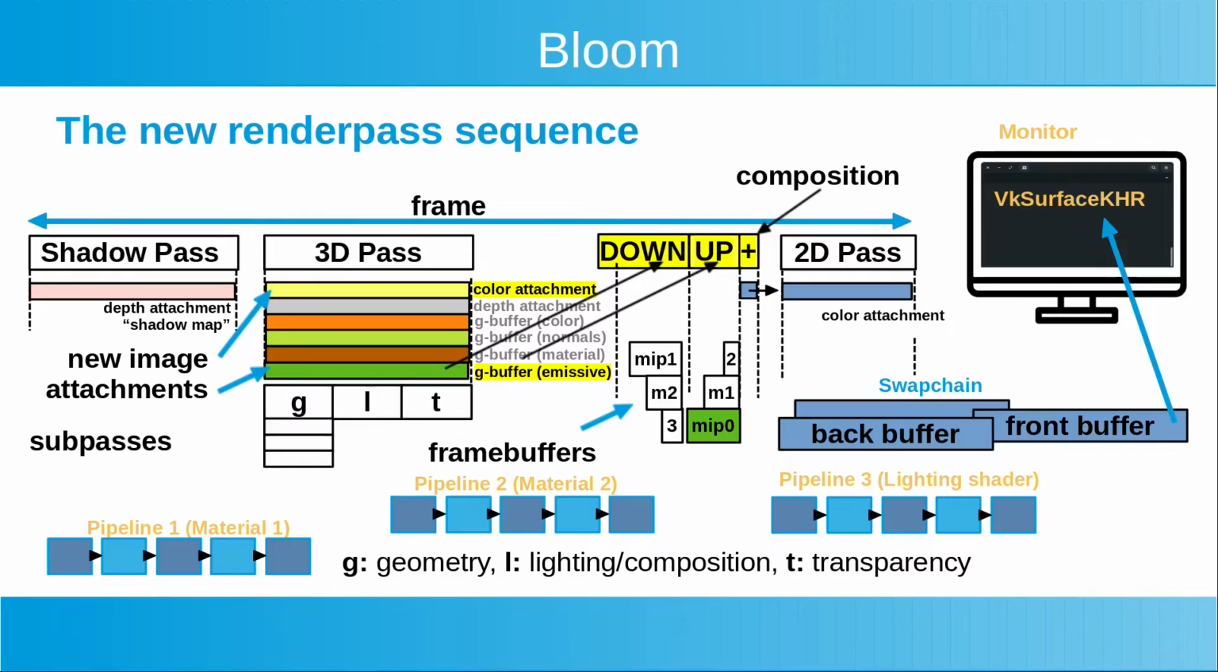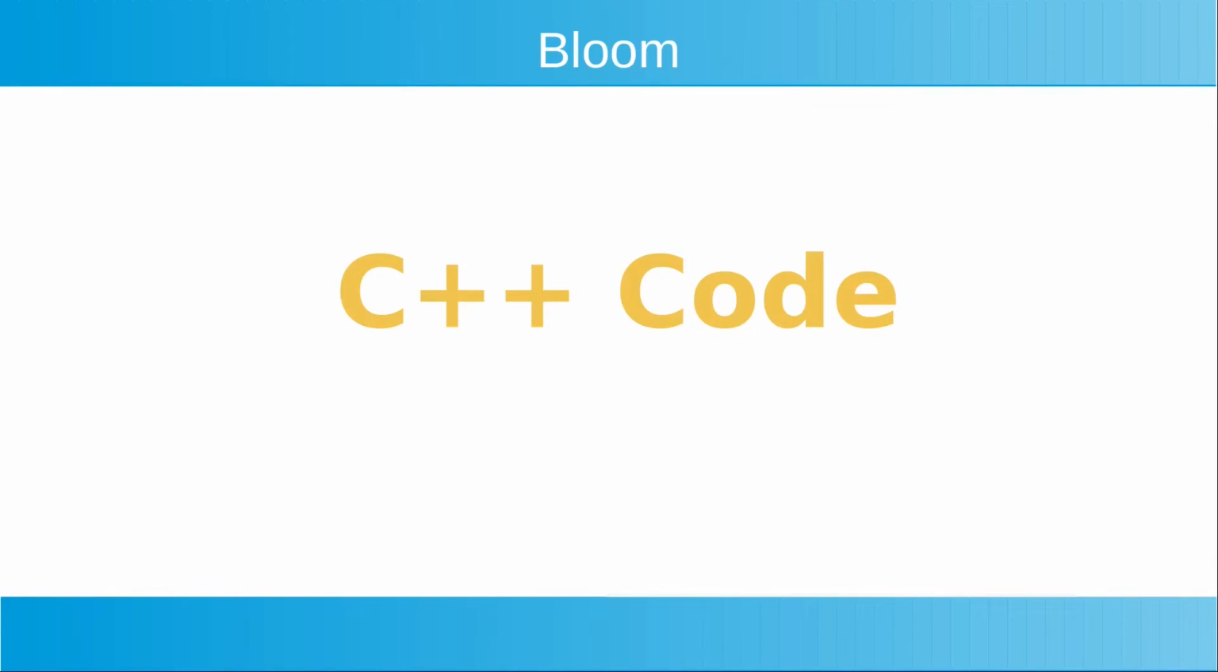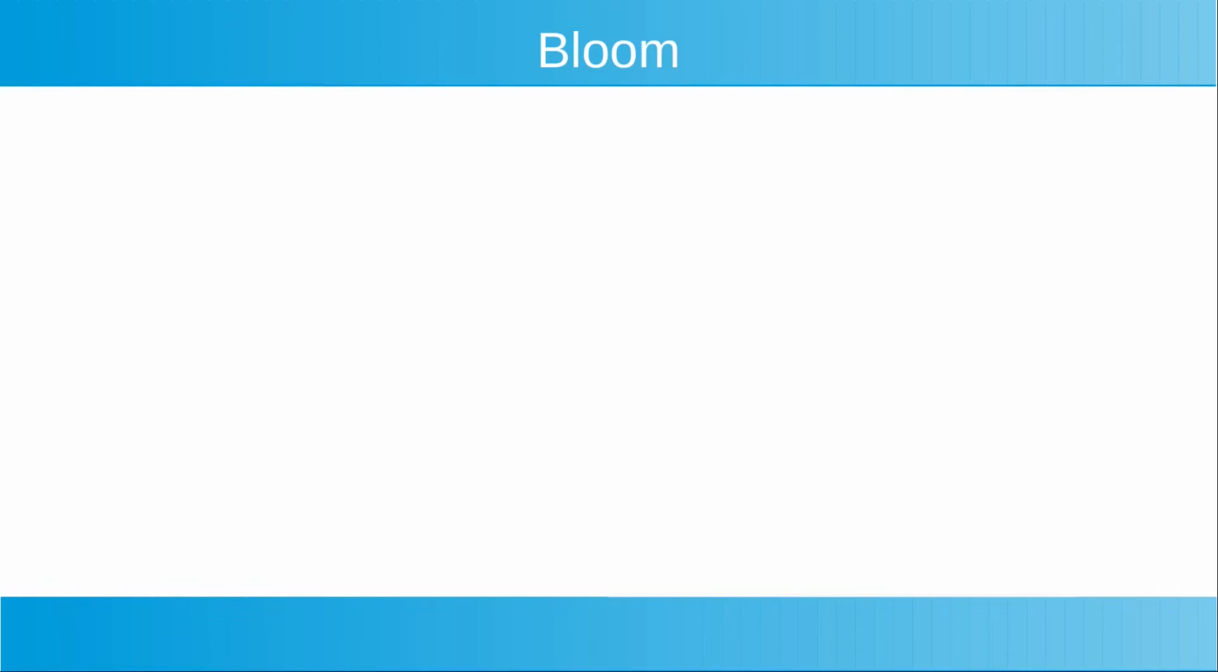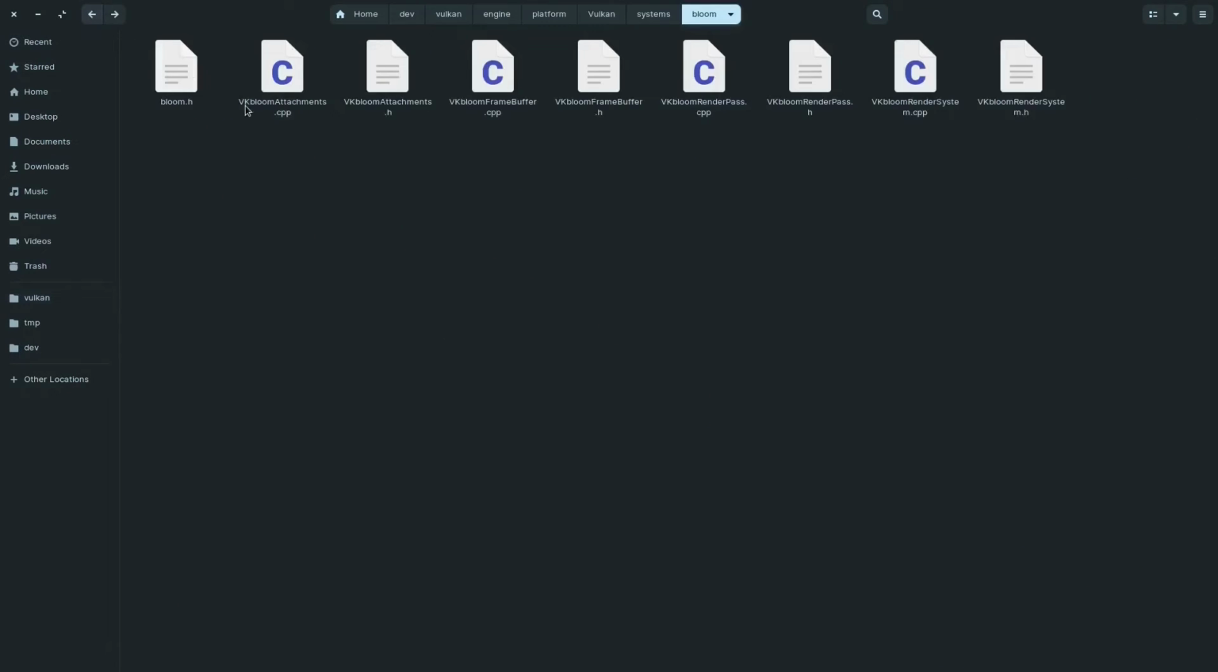Otherwise, it will simply copy the fragment from the 3D pass color output into the image provided by the swap chain. The new render system can be found under Engine, Platform, Vulkan, Systems, Bloom. The attachment class is a spec used to create the frame buffers and render passes. This here is an abstraction for frame buffers. This is a class for render pass abstraction, and this the actual render system.